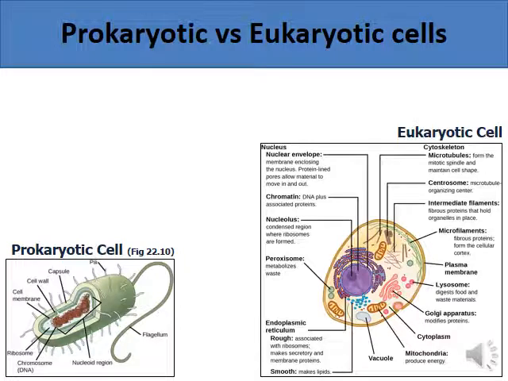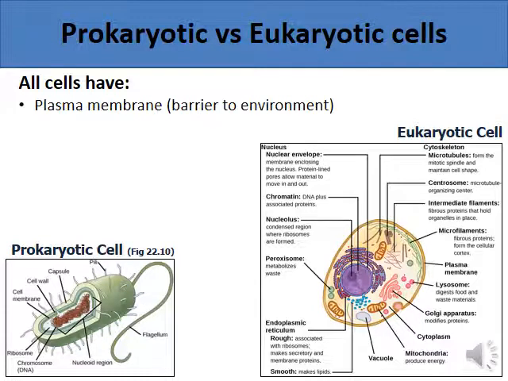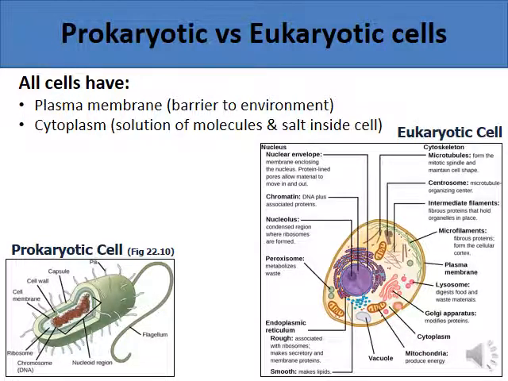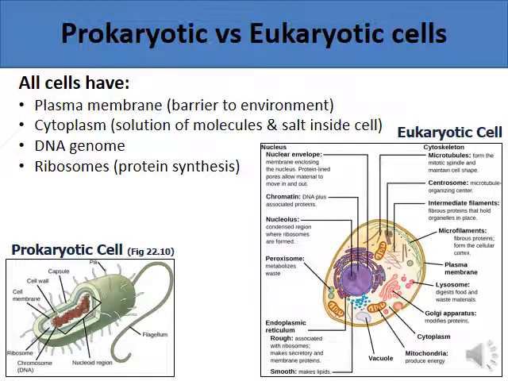So at a glance, we see some differences between eukaryotic cells and prokaryotic cells. Now, all cells have a plasma membrane, some kind of barrier to the environment. Also, they contain some kind of cytoplasm, some kind of solution of molecules and salt inside the cell. Also, some form of DNA genome, as well as some kind of protein synthesis. So that's talking a little bit about all cells, but we also can see some differences right off the bat between the levels of complexity of eukaryotic cells on the right and prokaryotic cells on the left. So there are some similarities, but there's also some stark contrasts or differences.